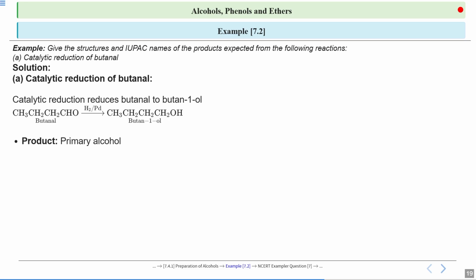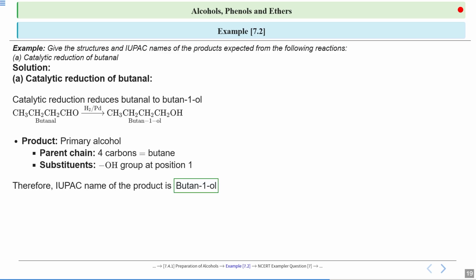The product is a primary alcohol because the OH is attached to a carbon which is attached to only one other carbon. So butan-1-ol is a primary alcohol. Also, its parent chain contains four carbons, which is why the name has butane. There is only one substituent, which is OH, present at the first position carbon. So the IUPAC name of the product is butan-1-ol. The E of butane is replaced by 1-ol.